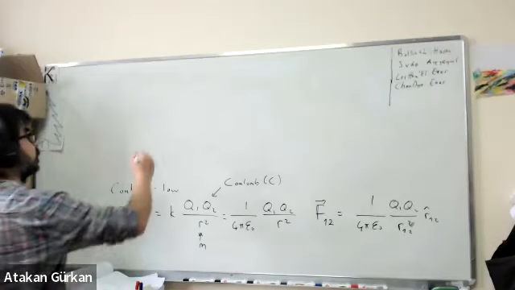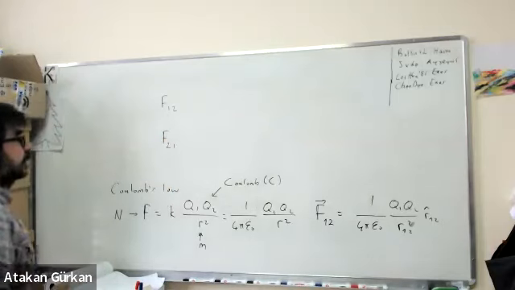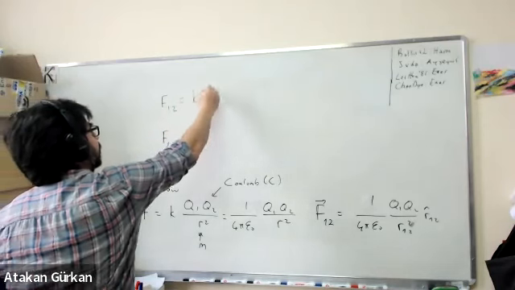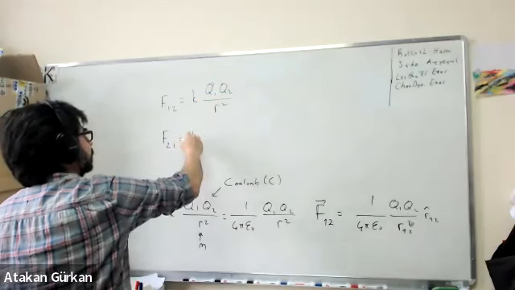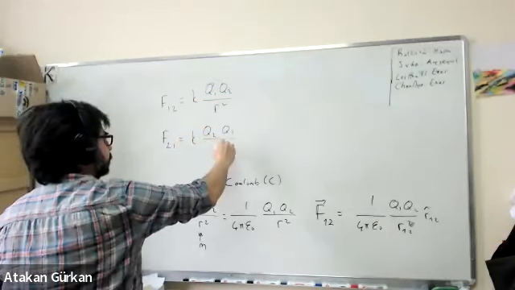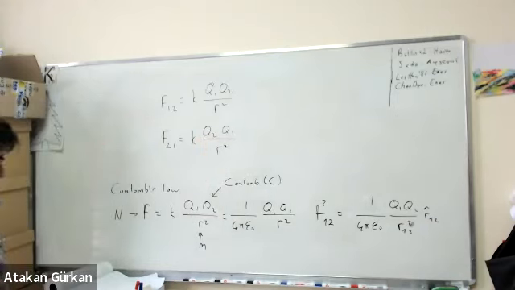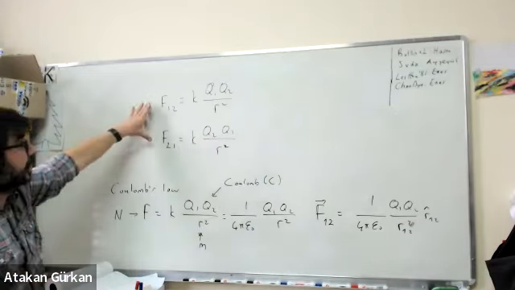And they explicitly write these two forces: the force on the first charge by the second one, and the force on the second charge by the first one. This one is going to be k Q1 Q2 over R squared, and this one is going to be k Q2 Q1 over R squared. Obviously, because multiplication is commutative, these are equal to each other. That reinforces the concept that Newton's third law, action and reaction, is applicable to electrostatics.